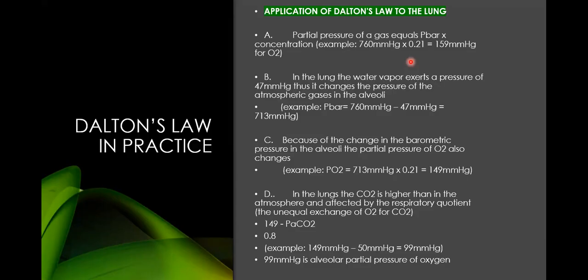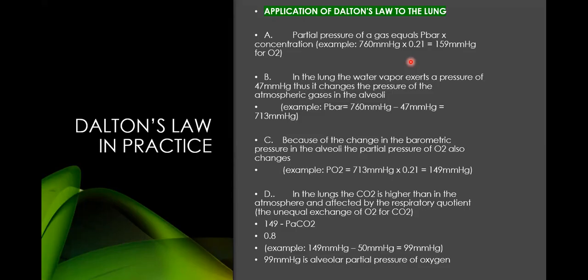Now, look at D. It says in the lungs, the CO2 is higher than in the atmosphere and affected by the respiratory quotient, which is the unequal exchange of O2 for CO2, okay? Respiratory quotient is burning, using up our O2 and producing CO2. So we have to take that 149 millimeters of mercury and subtract the PaCO2. The normal PaCO2 is 40, right? Perfect, 40. Just keep that in mind.